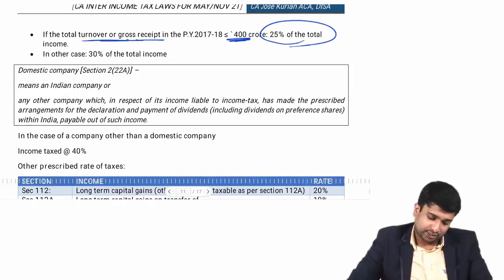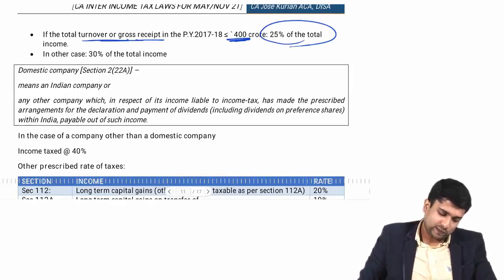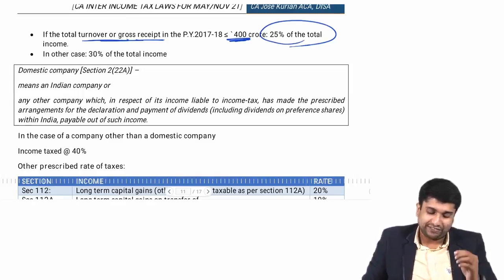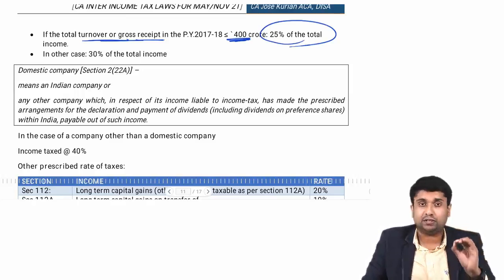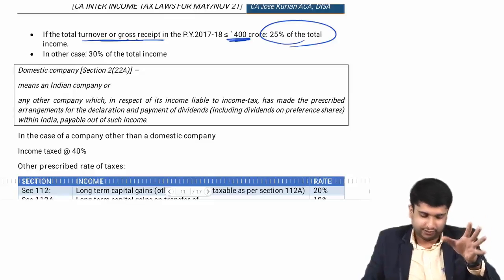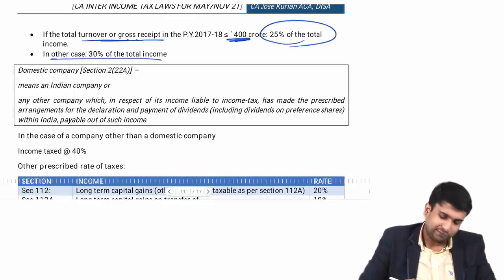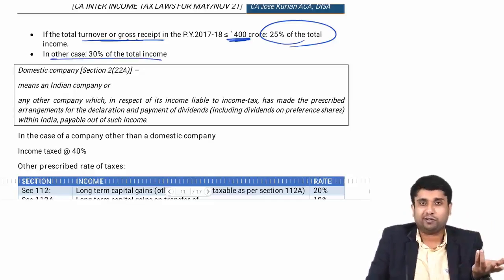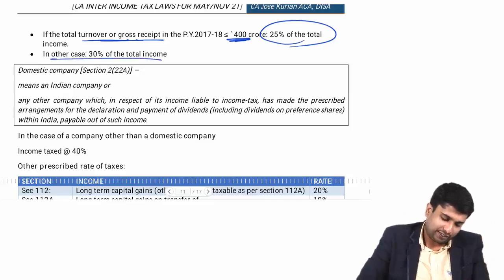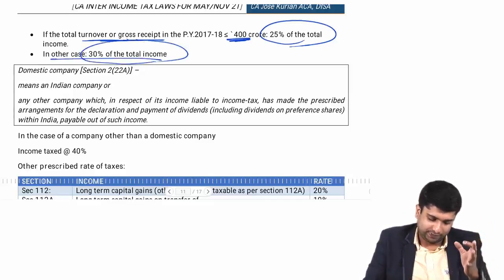So that's what they are saying here. If the total turnover or gross receipts in the previous year 17-18 is less than or equal to 400 crores, then the rate of tax is 25% on total income. It is not a slab rate, it is a flat rate. In other cases, that simply means your turnover is more than 400 crores in 17-18, your rate of tax will be 30%.